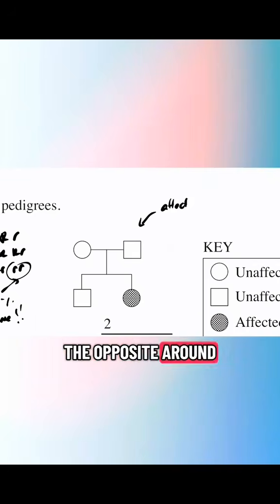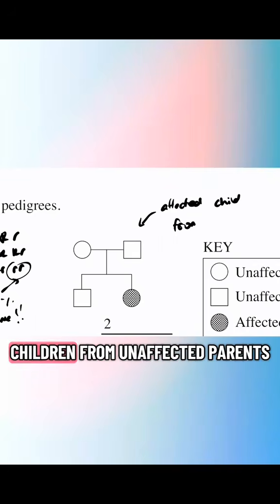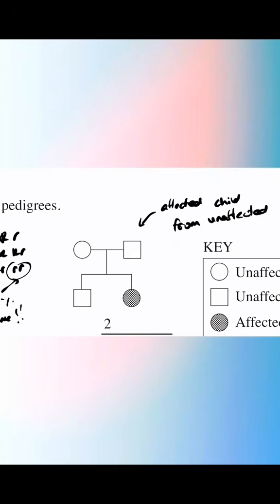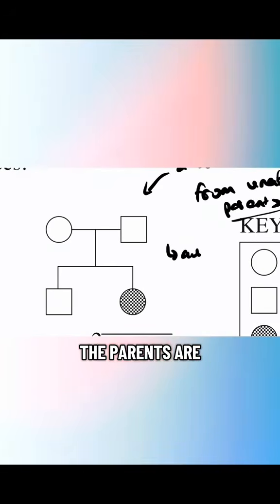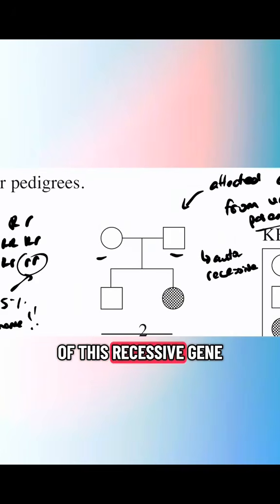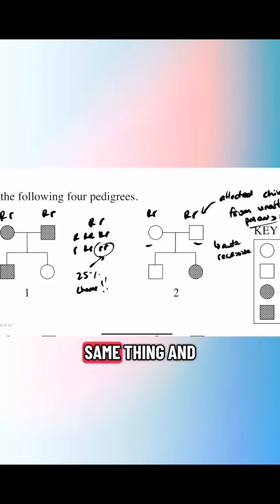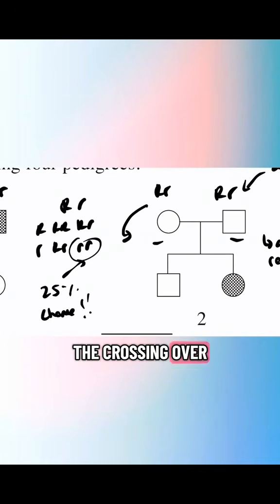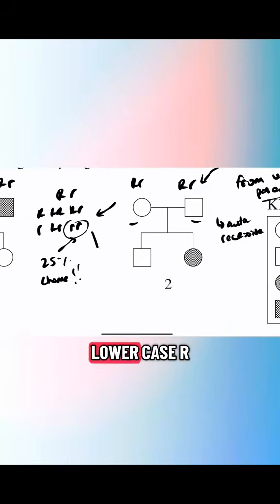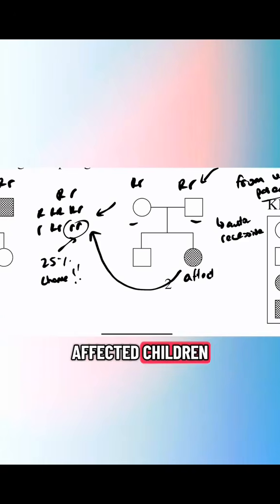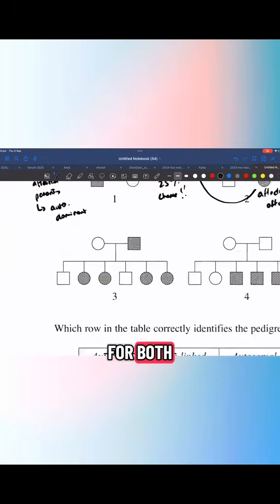For 2, it's the opposite way around. We've got affected children from unaffected parents. Now, how would that be possible? Well, assuming that the parents are both carriers of this recessive gene, this is going to be autosomal recessive. So again, same thing. And if you do the crossing over, you'll notice that the lowercase r also represents the affected children. So it's the same sort of method for both.